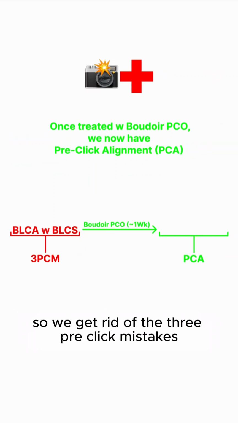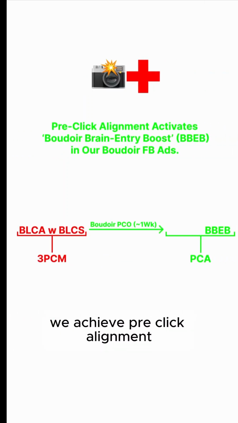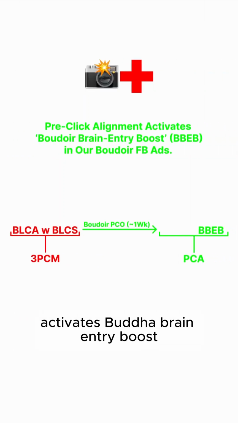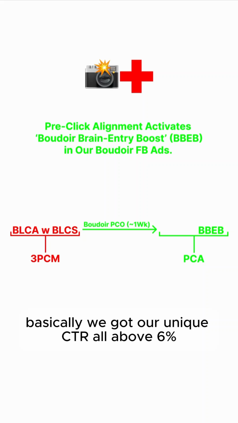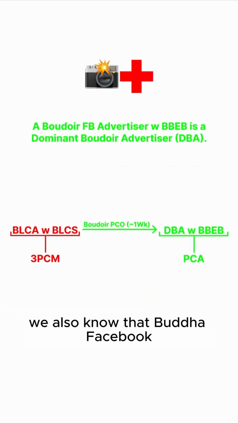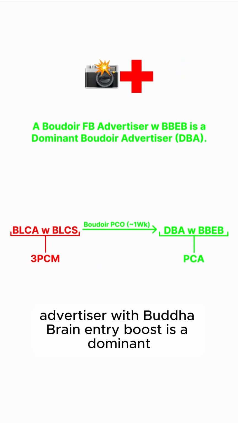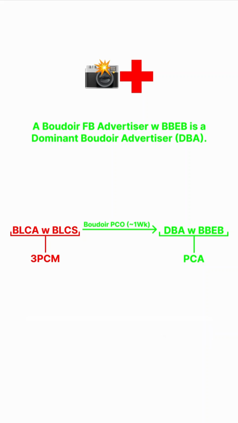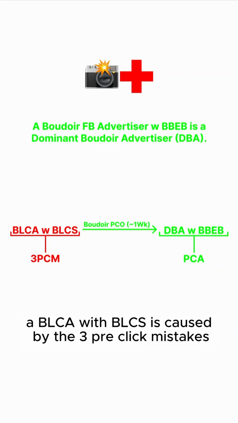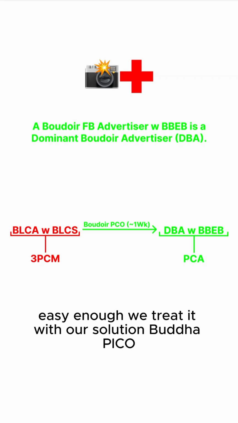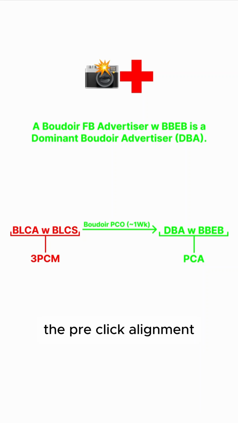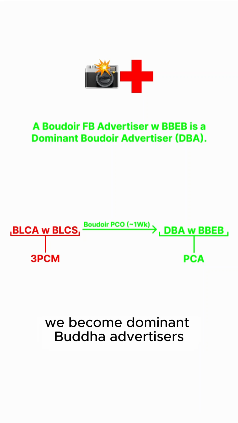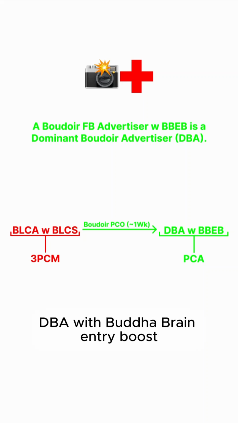So we get rid of the 3 pre-click mistakes, we achieve pre-click alignment. And pre-click alignment activates Boudoir brain entry boost in our Boudoir Facebook ads. Basically, we get our unique CTR above 6%. We also know that a Boudoir Facebook advertiser with Boudoir brain entry boost is a dominant Boudoir advertiser, a DBA. So this is our full universe. A BLCA with BLCS is caused by the 3 pre-click mistakes. Easy enough. We treat it with our solution, Boudoir Pico, which takes about a week. We achieve PCA, pre-click alignment, and we become dominant Boudoir advertisers, DBA, with Boudoir brain entry boost.